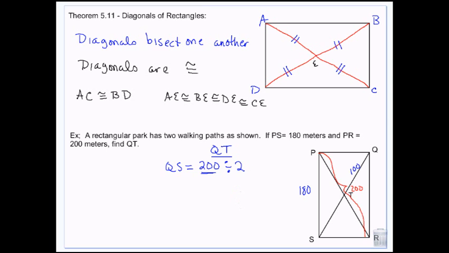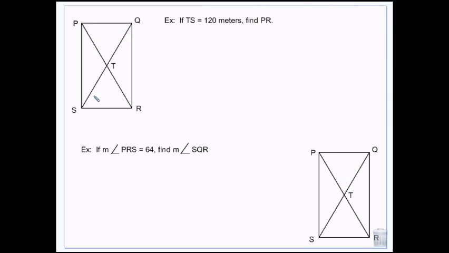PS is 120. What's PR? 240. Yeah, so it's 240 because it's 120 times 2.